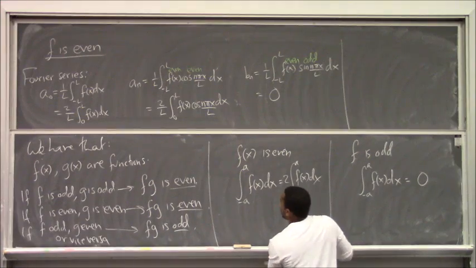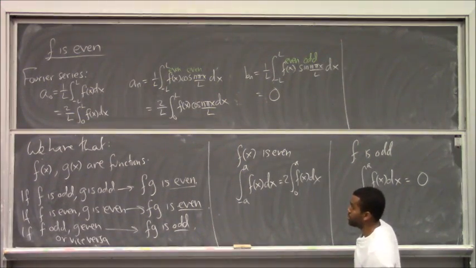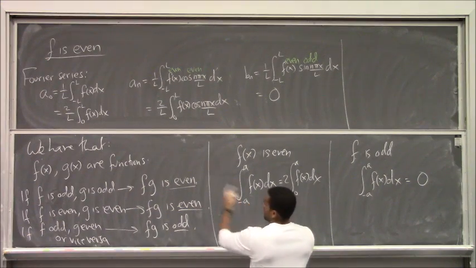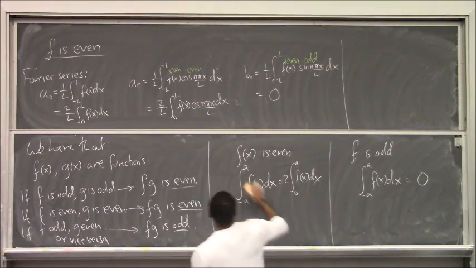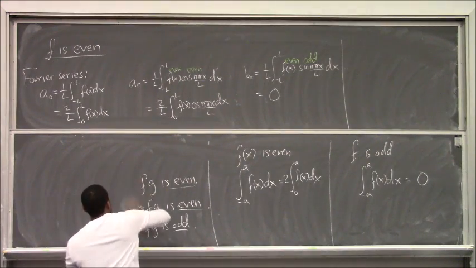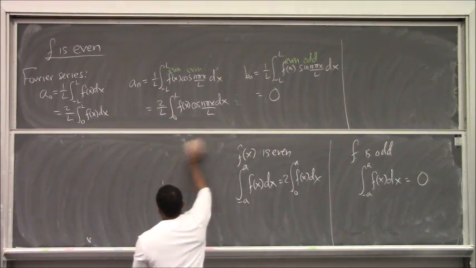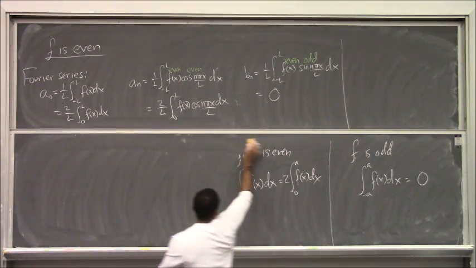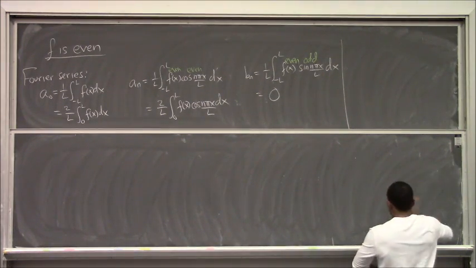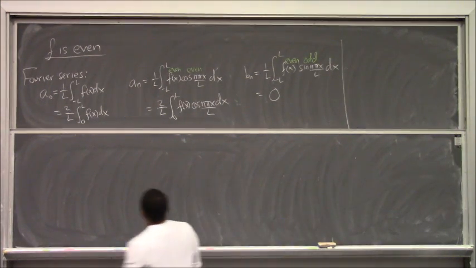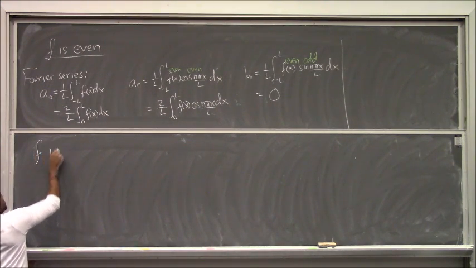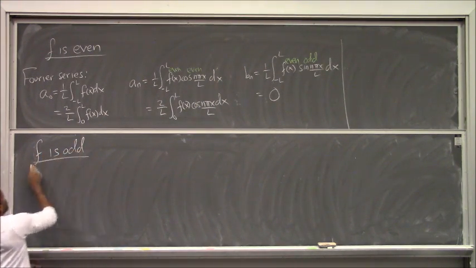So we cut our work pretty much in half at this point, right? The 2 integrals that we have to do anyway, we only have to do half of them, because plugging in 0 is usually going to be very easy. And we don't even have to worry about the b's at all. In a similar way, if I assume my f is odd, what's going to happen?